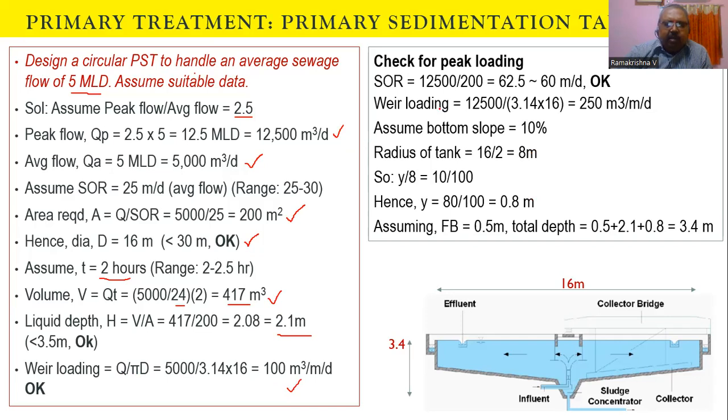For peak loading, the surface area provided is 200 meter square, and peak discharge is around 12,500. So this is close to the higher value of 60 meter per day of surface overflow rate. Then weir loading at peak flow rate is again discharge divided by pi d, which is around 250 meter cube per day. And we have the bottom slope, which we assume to be equal to 10%.